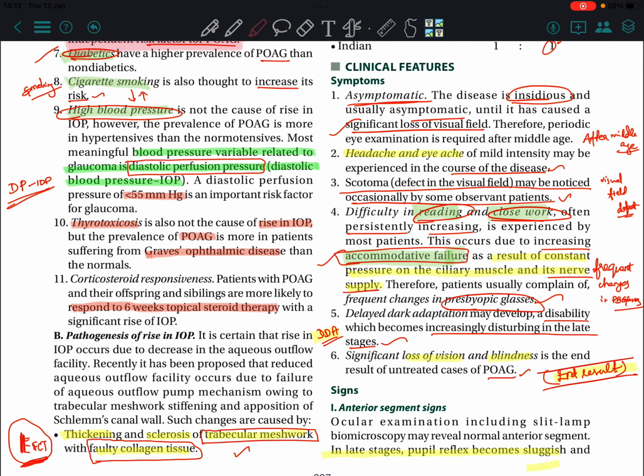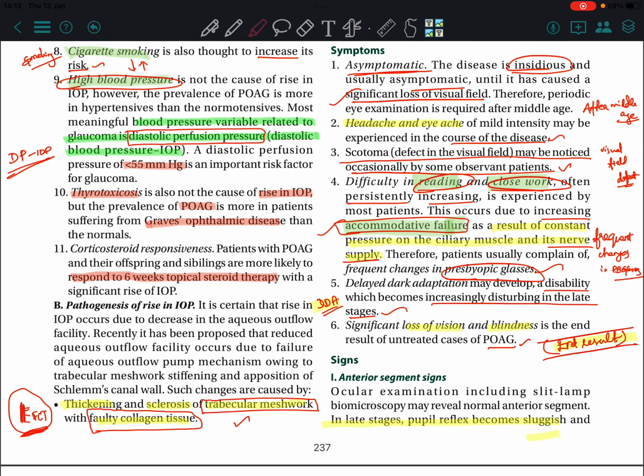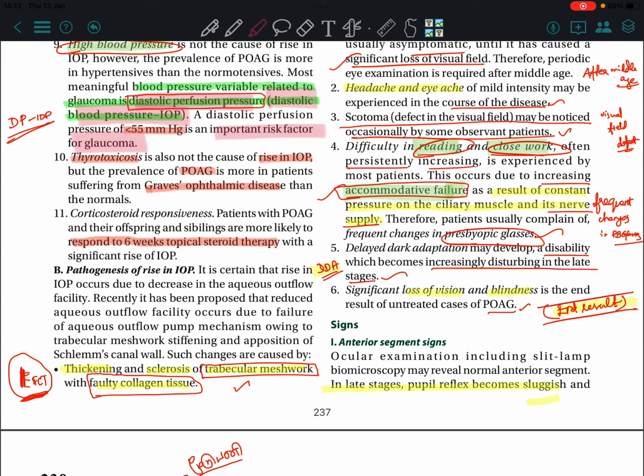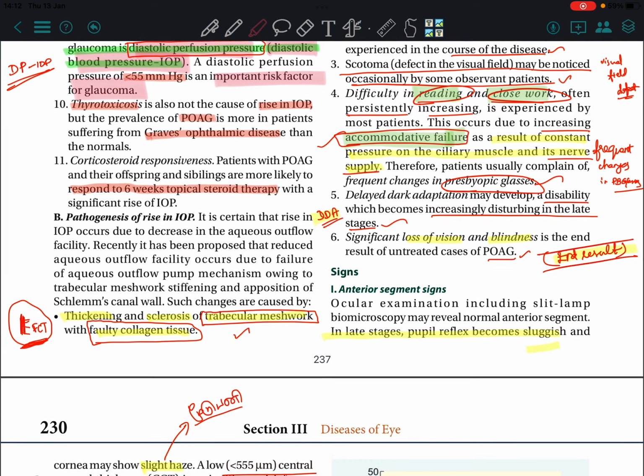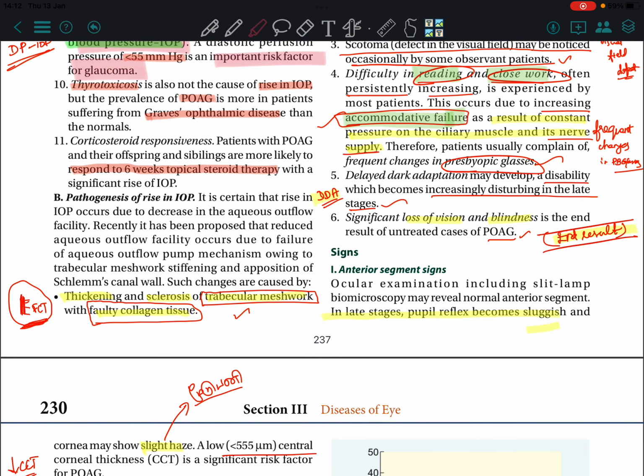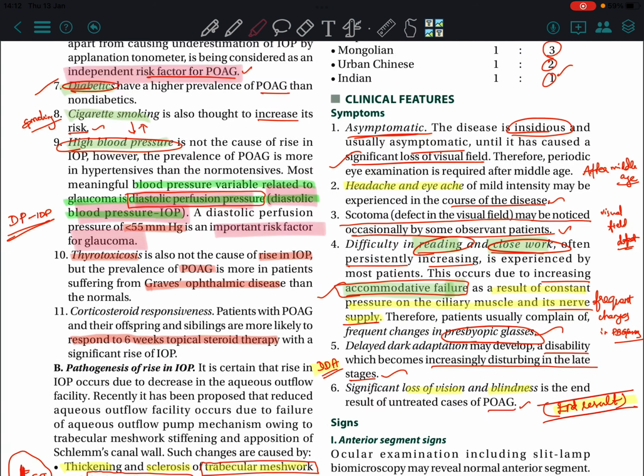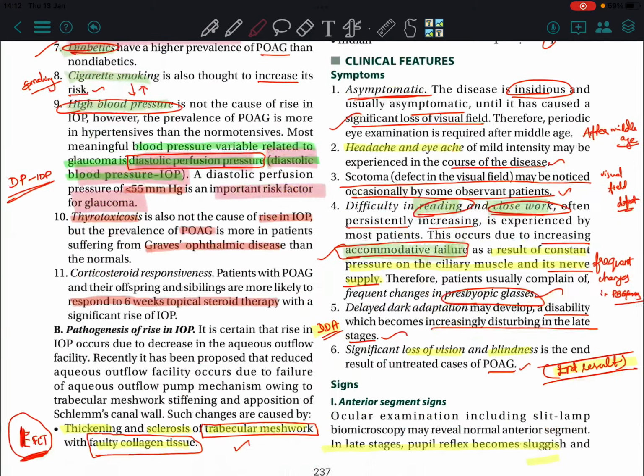Diastolic perfusion pressure is related to glaucoma. Diastolic perfusion pressure of less than 50 mm Hg is an important risk factor for glaucoma. Thyroid disease is also not the cause of rise in IOP, but the prevalence of POAG is more in thyroid disease. Corticosteroid responsiveness is another factor.